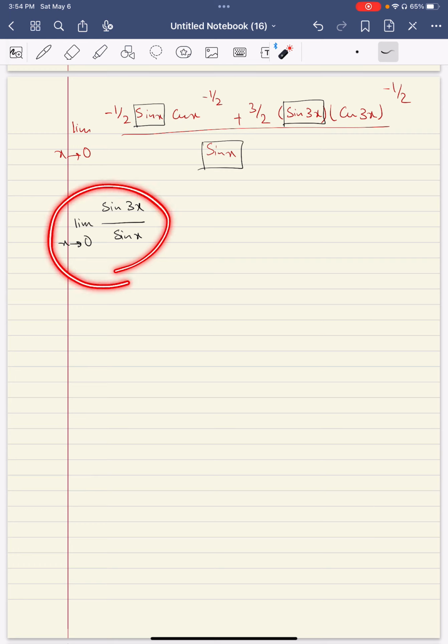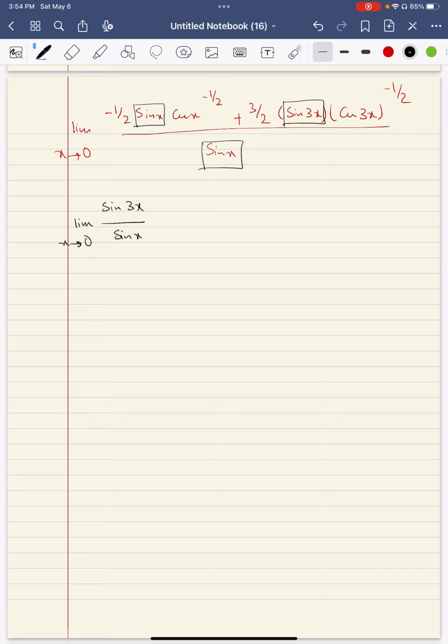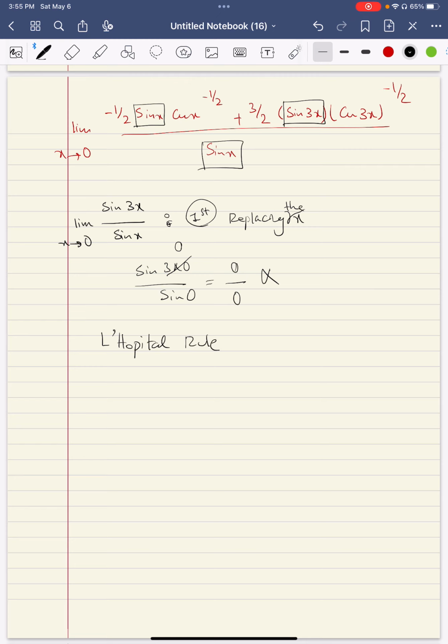So I'm going to zoom in to this part of the question and see what would be the answer. So the first step is just replacing the x. So let's do it. It would be sine 3 times 0 over sine 0. 3 times 0 is 0, so it would be sine 0, which is 0 over 0. Again, it's not the answer. So whenever we get 0 over 0, we have to apply the L'Hopital rule.